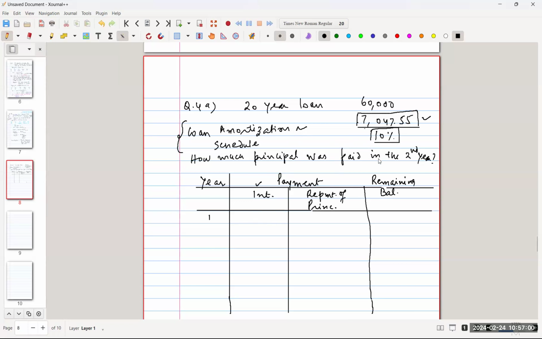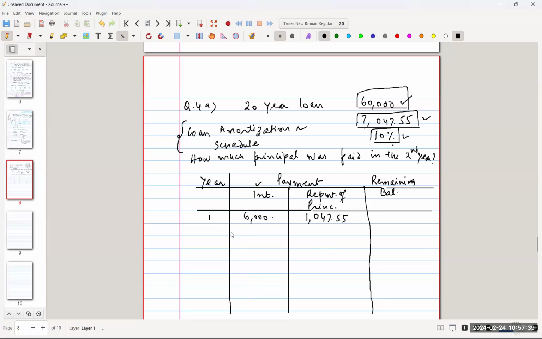Which means at the top of the first year, this is the outstanding balance, because this much loan we have taken, 60,000, and the interest rate is 10%. So 10% of 60,000 is $6,000 interest. So out of $7,047.55, if $6,000 are paid in the form of interest, that means only by the end of 1 year, you have paid principal worth $1,047.55 only.